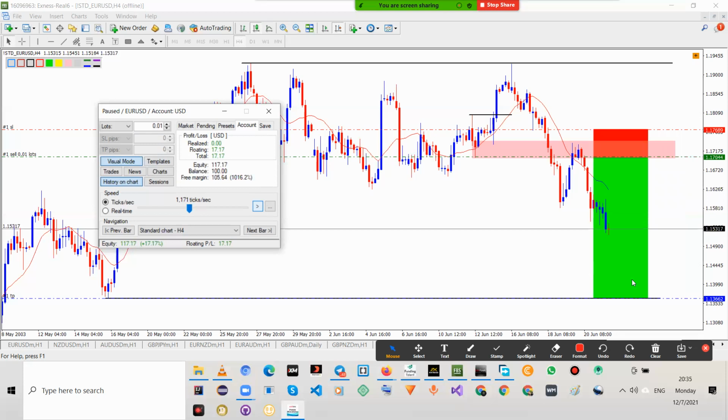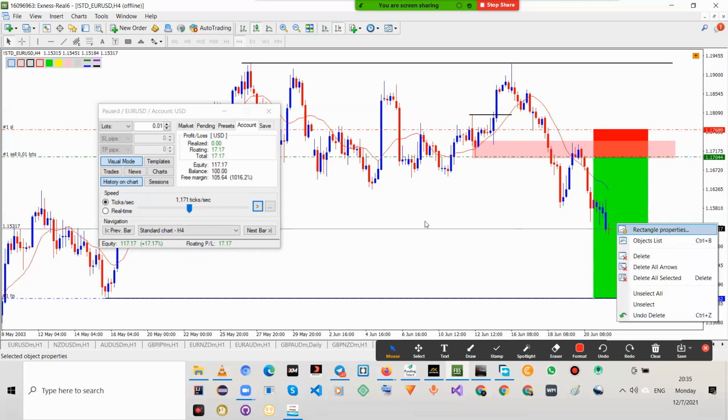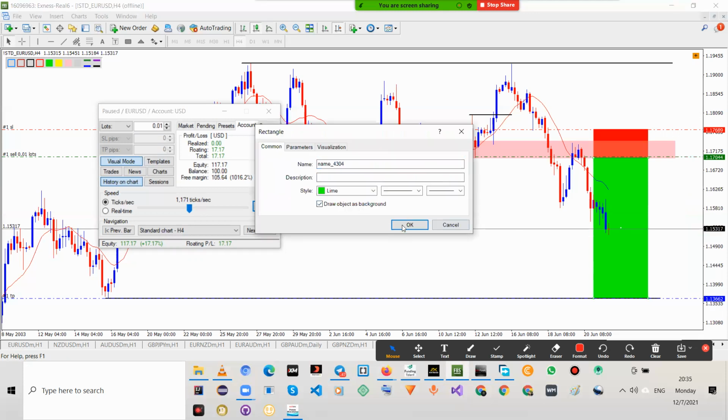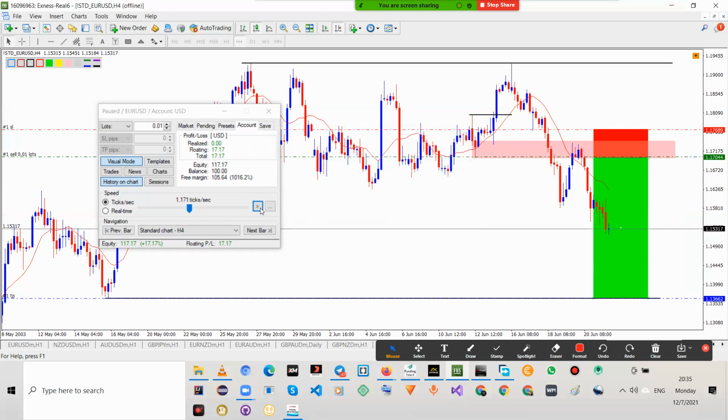Okay, let me change the color. Let me make the candles show their real color. I can see they're indicating blue, and we want them to indicate their actual color like that. So we are up 170 pips on our trade. So you can see the power of these breakers, guys.